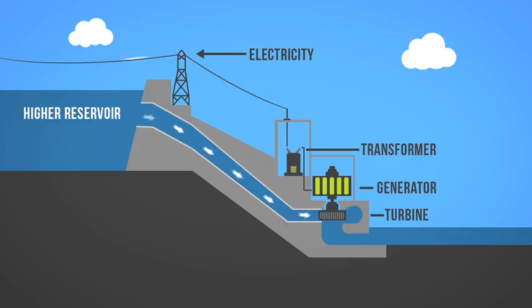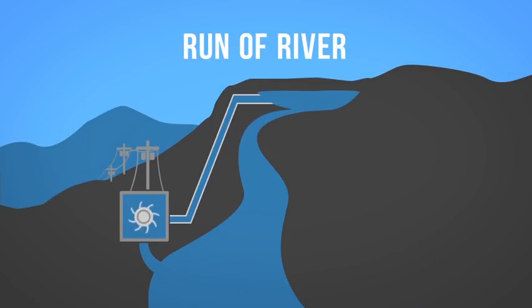Some dams also contain an additional reservoir at their base where water is stored to be pumped to the higher reservoir for release when electricity is in demand. This is referred to as pumped storage hydro. The second form of hydroelectricity production is run-of-river hydro.